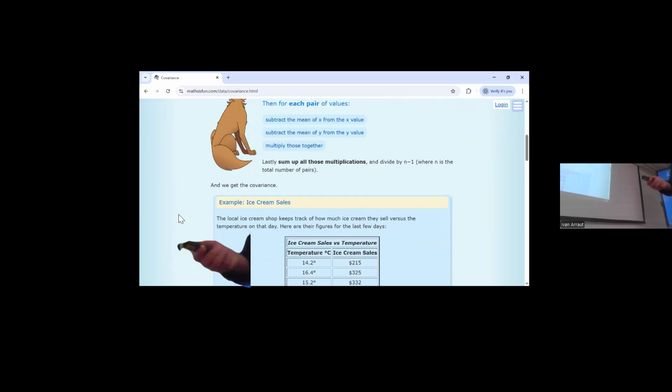So, for example, let's go to an example and you will understand. Ice cream sales. The local ice cream shop keeps track of how much ice cream they sell versus temperature on the day. There are two variables here. What are the variables? The amount of ice cream you sell, and the other variable is the temperature. What do you think will happen if the temperature increases? More people will buy ice cream or cold drinks.